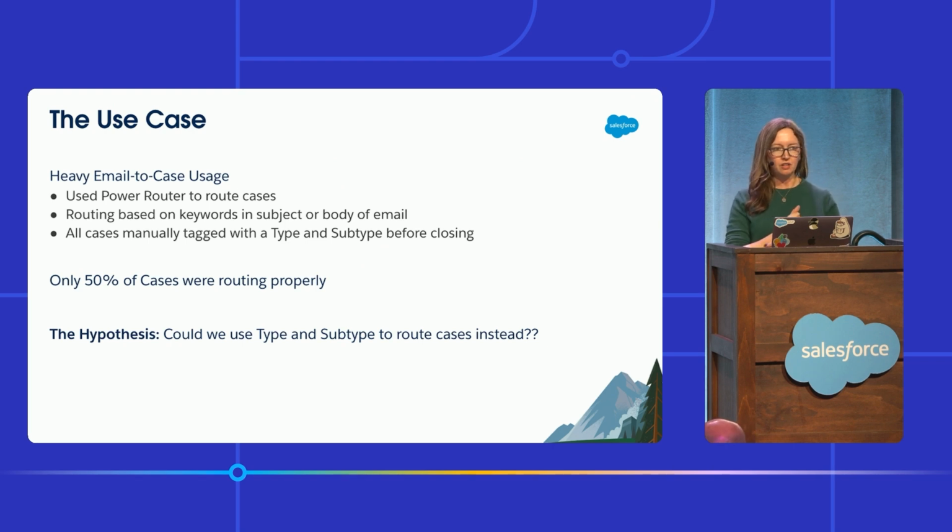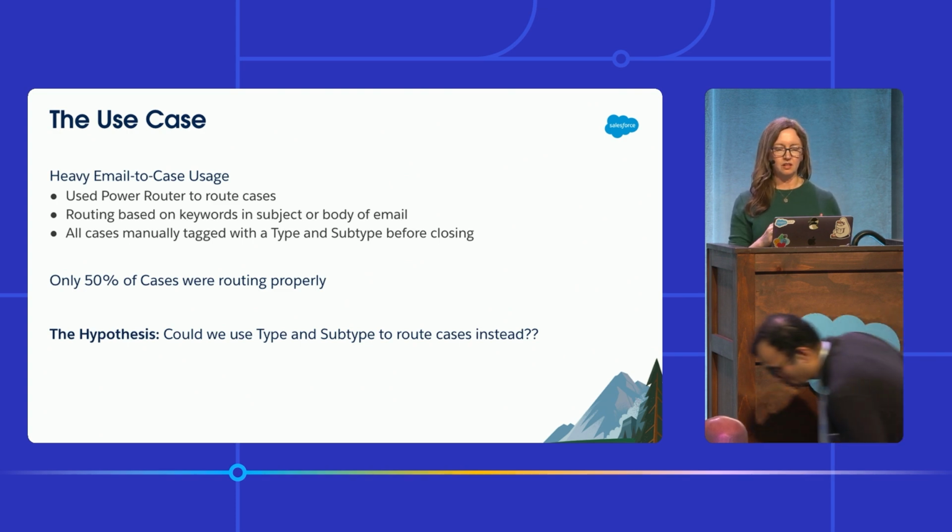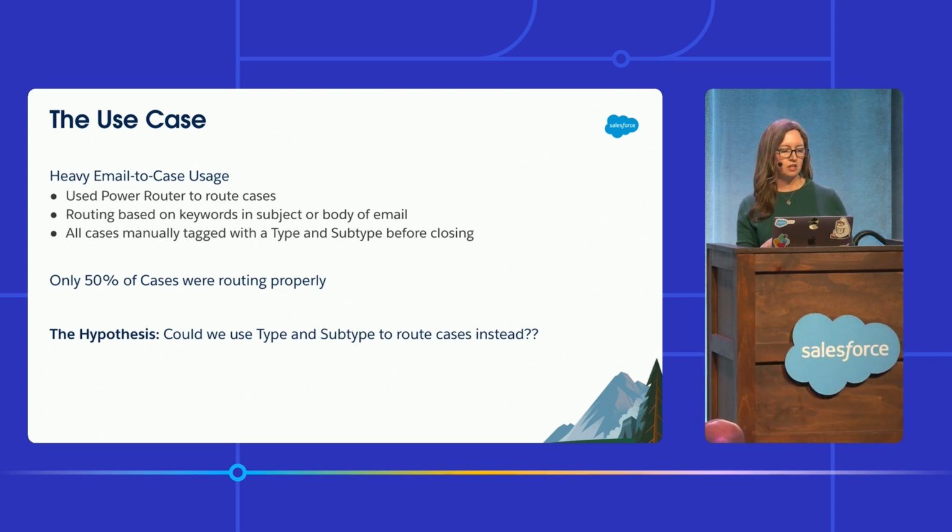We were doing all of our routing for cases based on keywords in the subject or the body of the email. And also, all of our cases were manually tagged with a type and subtype that were required before closing the case. But we found that only about 50% of our cases were routing properly, and a lot of them weren't getting routed at all. They were landing in what we called a tier 0 bucket that the customer support managers were having to look at for hours every day and manually triage cases to the different queues.